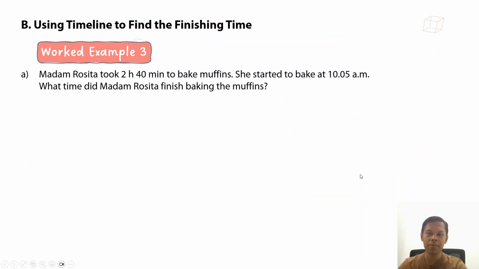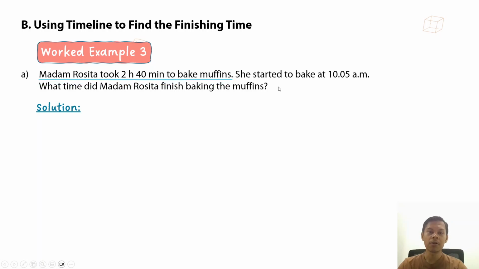Second part of this time and duration. We are going to use this timeline to find the finishing time. Just now, they are looking for the duration. Now, duration is given, the starting point is being given, but you need to find the finishing time. All right, let's look at the example here. Madam Rosita took 2 hours 40 minutes to bake muffin. She started to bake at 10:05 a.m. The question asks, what time did Madam Rosita finish baking the muffin?